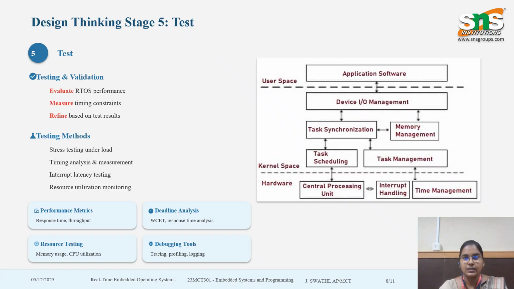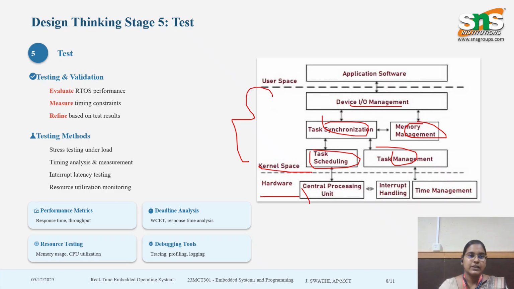Testing is another need. First, we concentrate on the hardware, the central processing unit, with interrupt control and time management. Coming to the kernel space, we have input-output management, memory management, task scheduling, and task synchronization. All of these are controlled by the kernel. And from the outside world, we have the software application where the user has the interactions.